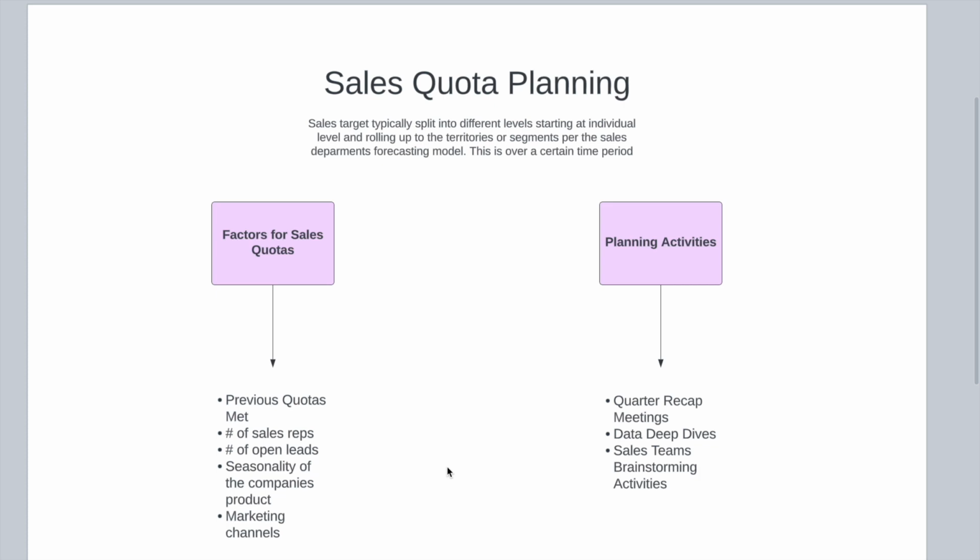But let's say if you went from 1 marketing channel to 5 marketing channels, you might be able to reasonably expect more leads to come in. And so maybe you want to slightly raise your sales quota for that purpose.